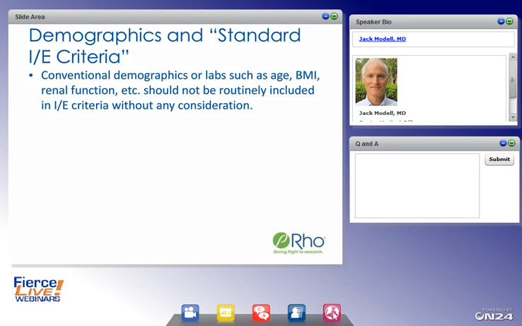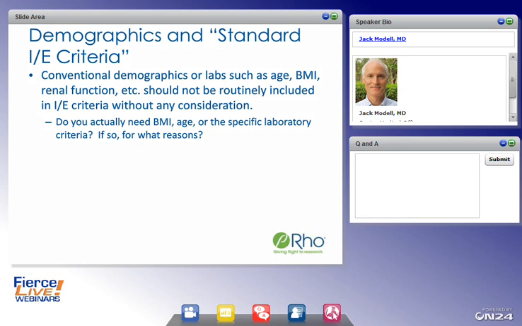We also need to be careful with so-called demographic or standard inclusion-exclusion criteria. Very often we see studies that say ages 18 to 65. Well, there's a reason in a lot of cases for the 18. But why the 65? I mean, does something happen at 66? I hope not, because I'm less than 10 years away from that. So, be careful setting things like age and ask yourself for what reasons, because we see this very often.